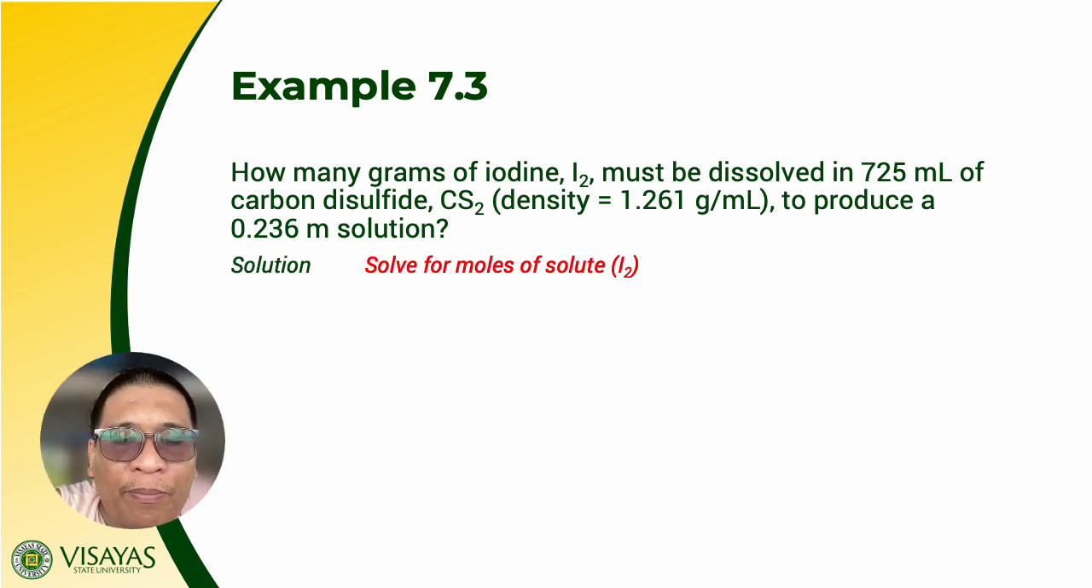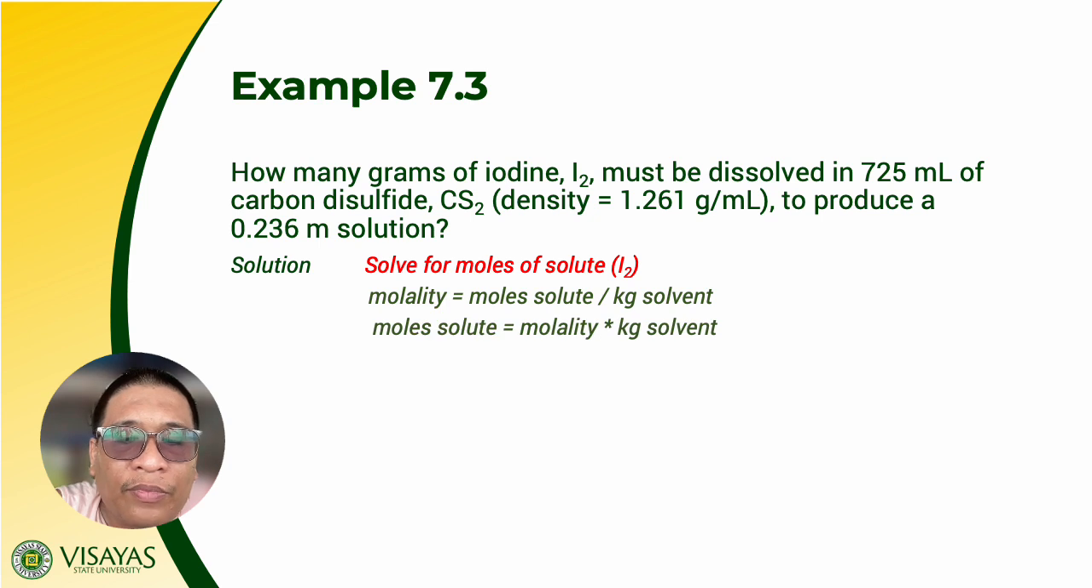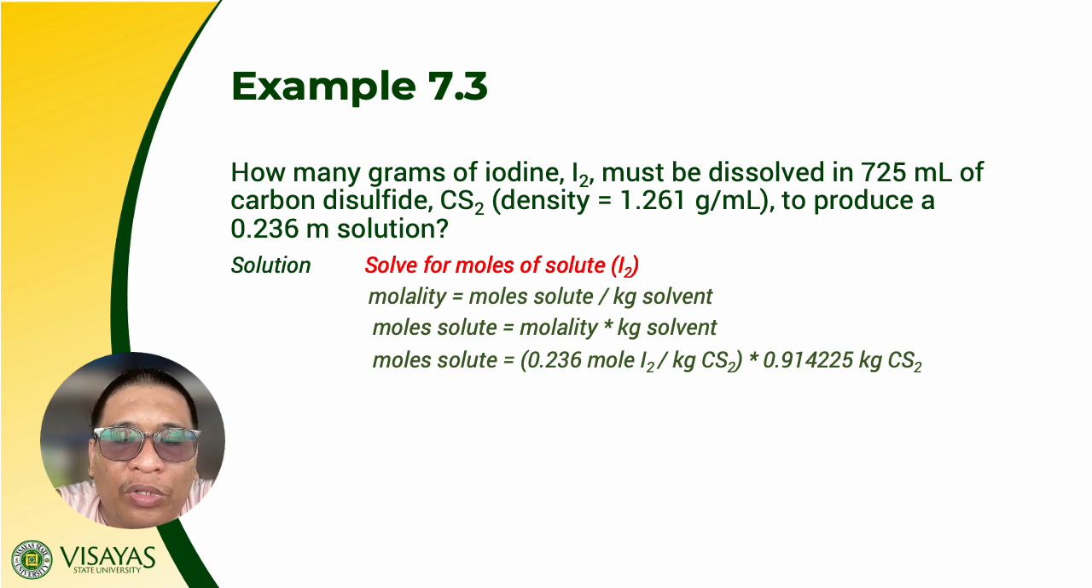Now we can compute for the moles of the solute, I2. So we have molality given at 0.236 molal. So we can compute for the moles of solute, which is equal to molality times kilogram of solvent by rearranging the formula. So we have 0.236 mole of I2 per kilogram of CS2 as the expansion of 0.236 molal solution. Then multiply that one with the mass of the solvent, which is 0.914225 kilograms. So then we can cancel kilograms of CS2 or carbon disulfide. We will be left with 0.216 mole of iodine or I2.